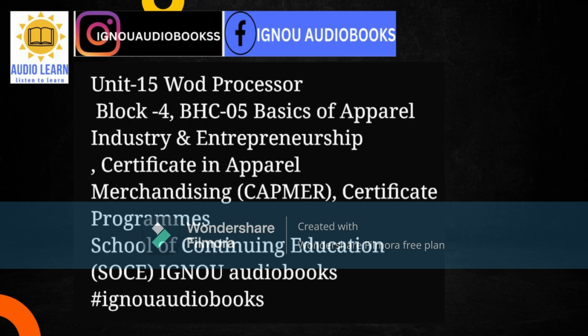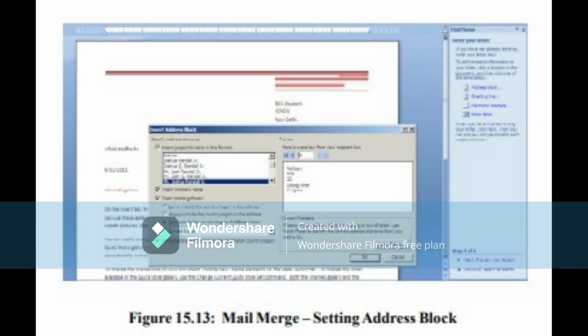You can see a placeholder has appeared in the document. You can display more fields by using the option More Items from the task pane and selecting the required field from the Insert Merge Field dialog box. Once you have set all the placeholders for the information and completed your letter, click Next, preview your letters. Figure 15.13 Mail Merge, Setting Address Block. Look at the screen for table content.